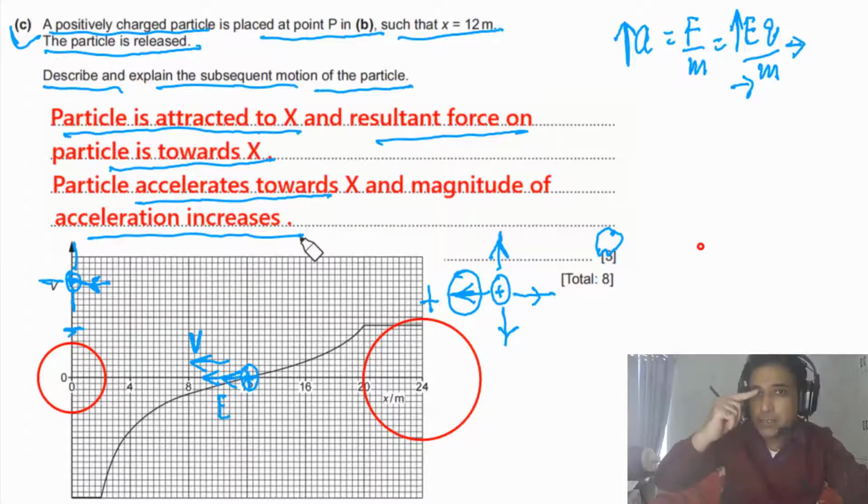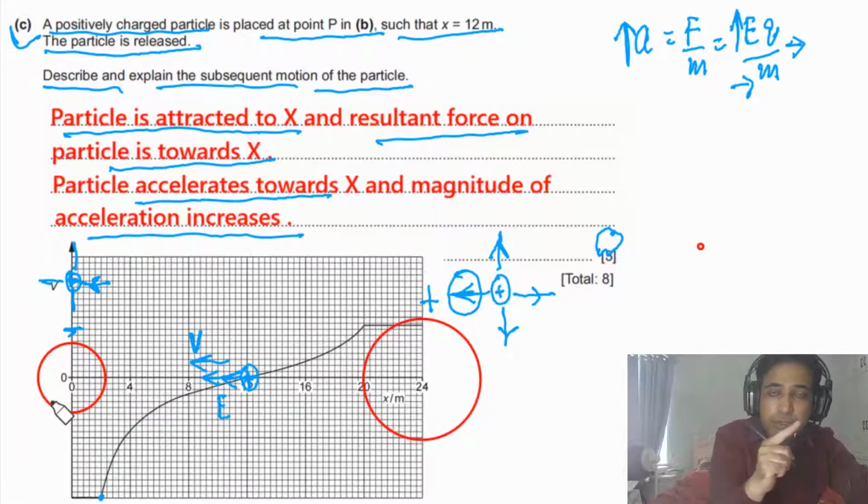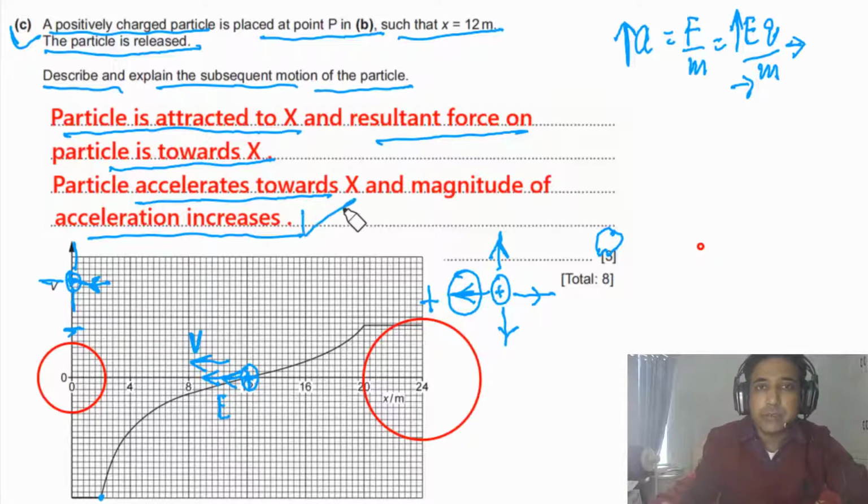If you look at the last graph, when we sketch the graph between electric field and distance, you will see electric field at this point was maximum. So if we go this way, electric field is increasing, so it means that electric force is increasing. So this is how you need to answer.